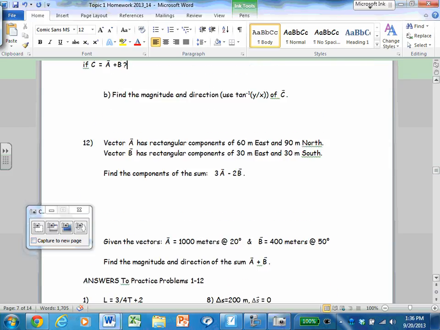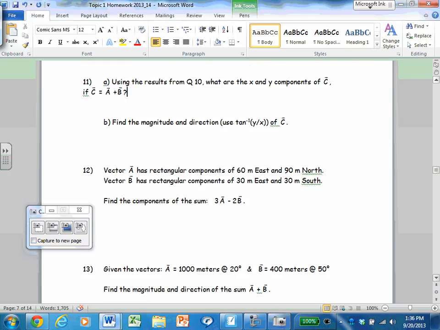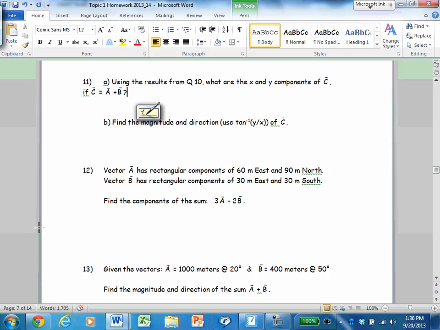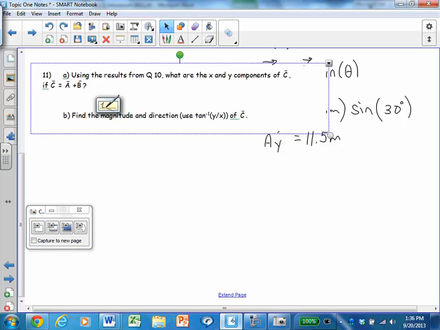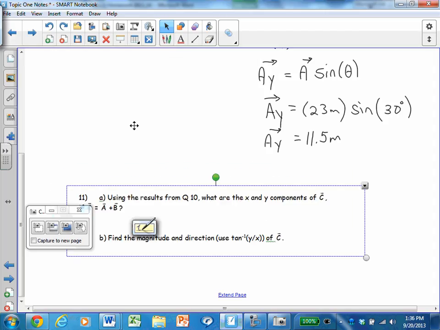In 11, it says, use the results. What did yours say? Question 12. It should be 10. Okay? Above. And it says use your results to find the vector C, which is A plus B.